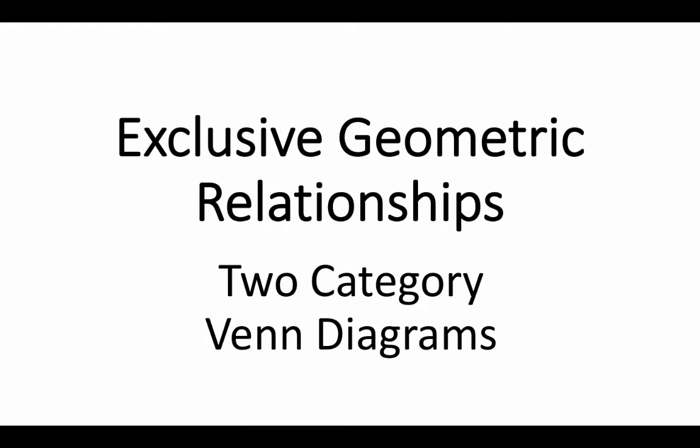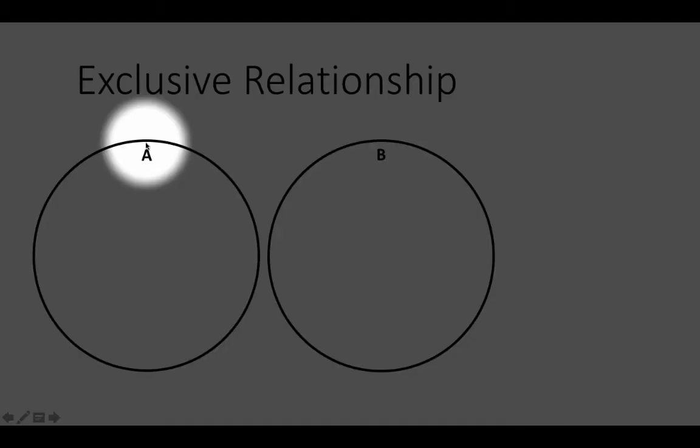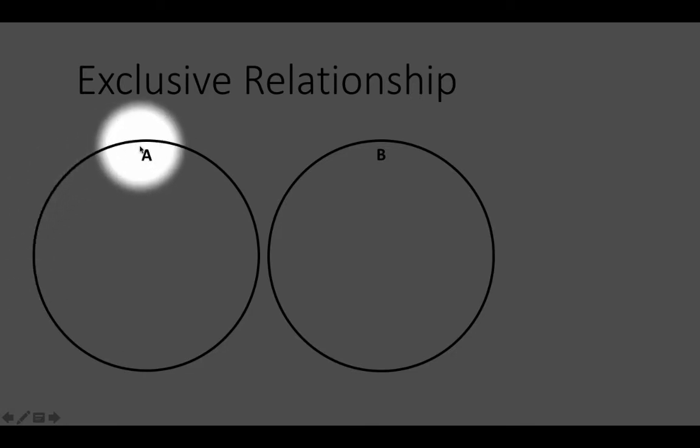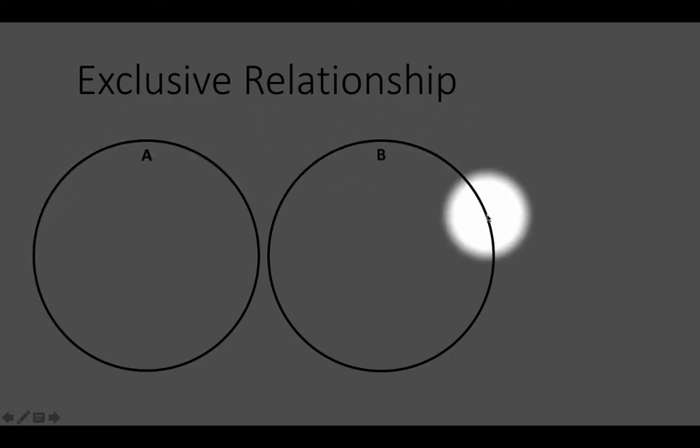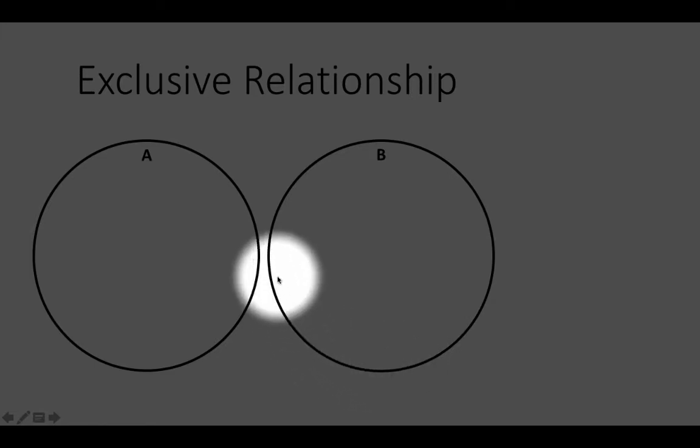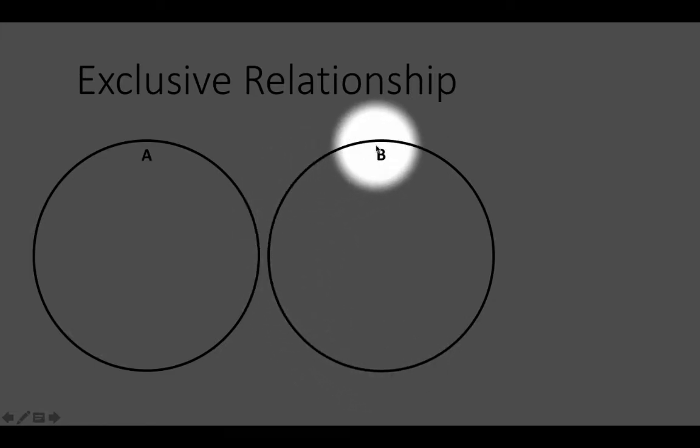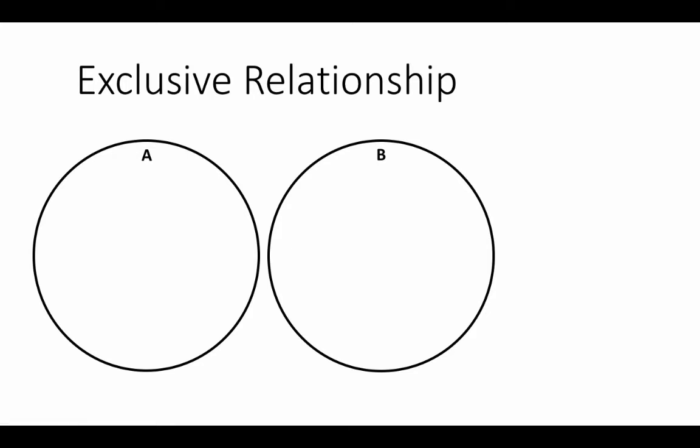A Venn diagram, named after the mathematician John Venn, is a useful tool for visualizing relationships, including geometric relationships. In this video, we'll look at using a two-category Venn diagram to describe exclusive geometric relationships. An exclusive relationship is represented in a Venn diagram by two closed figures that do not overlap or intersect. They're usually circles or ovals, but they can be any closed figure.